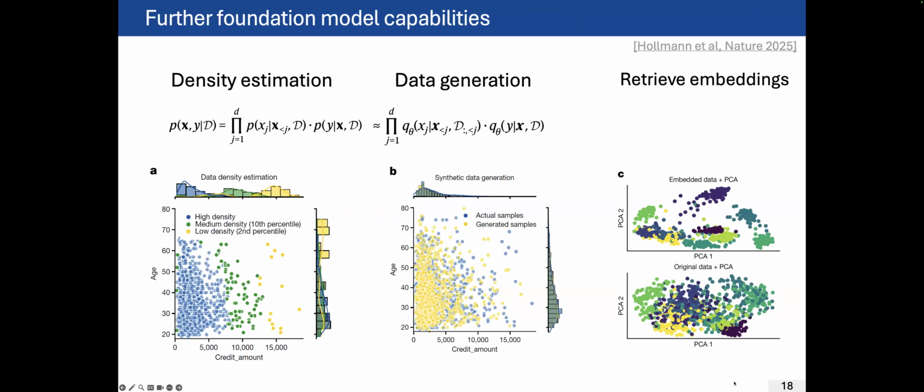Further foundation model capabilities are density estimation, data generation, and also you can take the embeddings of the penultimate layer of TabPFN. And for example, if you run PCA on those, that's much better than running PCA on the original data.